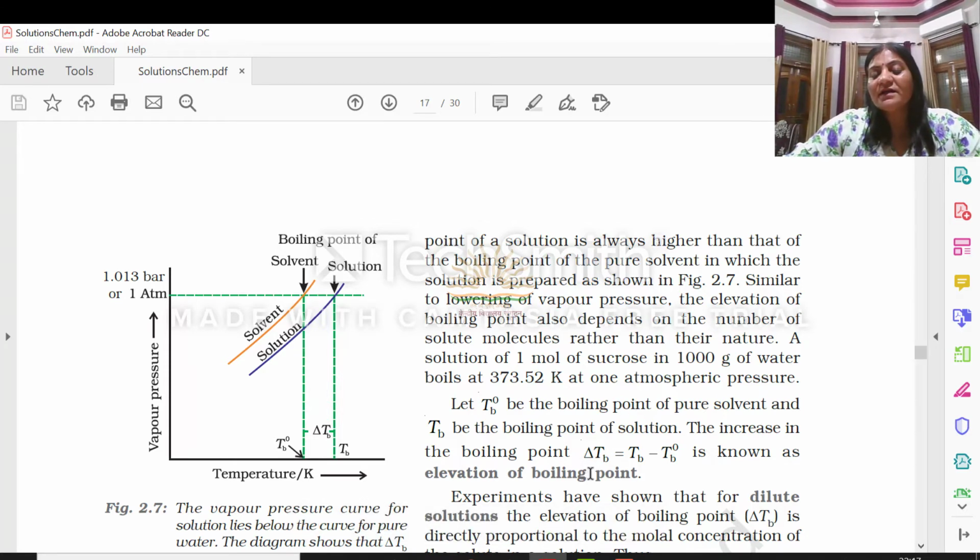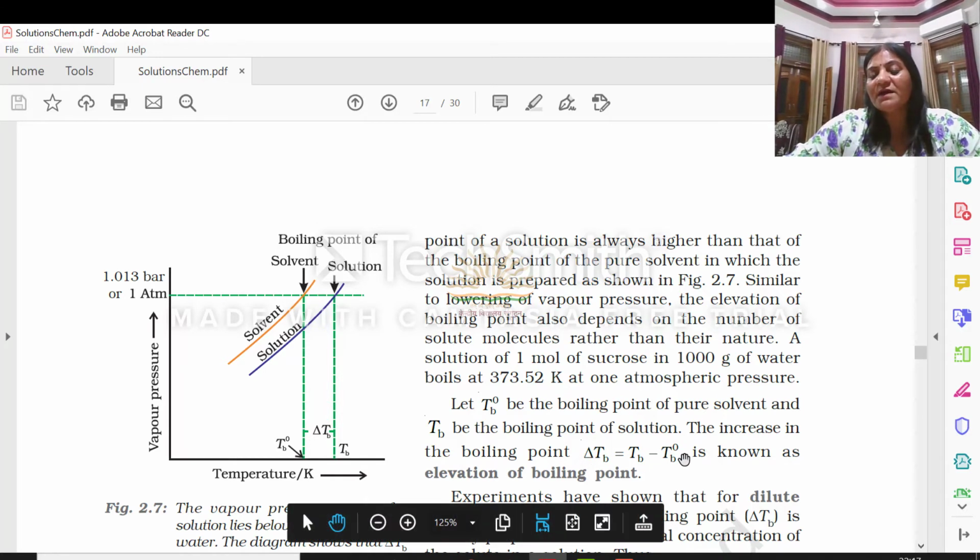This I had already taken. Delta Tb is equal to Tb minus T naught B. Tb is the boiling point of the solution, this value, and T naught B is the boiling point of the pure solvent, this value, and the difference is known as the elevation of boiling point. So this colligative property should be clear in your mind by taking this effective graphical representation from the NCERT textbook.